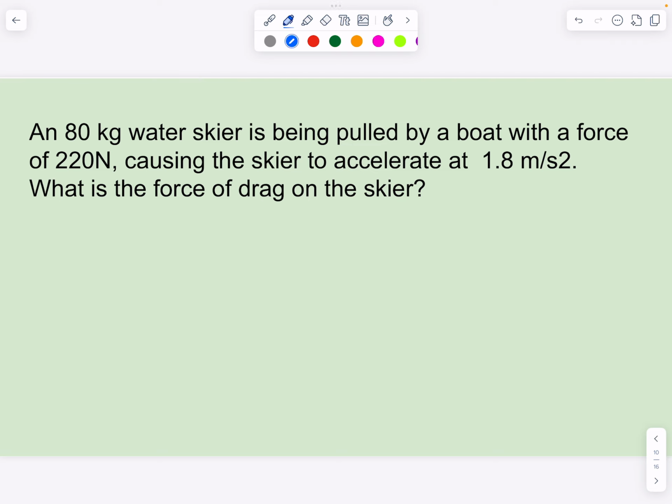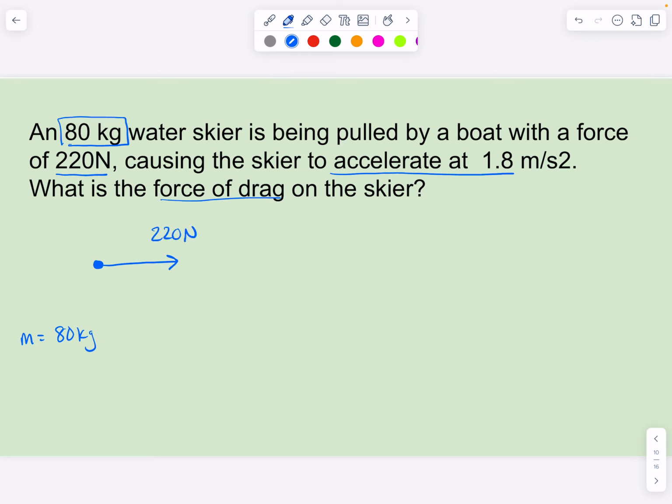It says a water skier, an 80-kilogram water skier, is being pulled by a boat with a force of 220 newtons, causing the skier to accelerate at a rate of 1.8 meters per second squared. What is the force of the drag? So as a free body diagram, here is our water skier who has a mass of 80 kilograms pulled by a boat. Let's pull him this way with a force of 220 newtons.